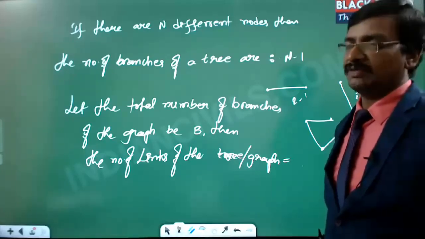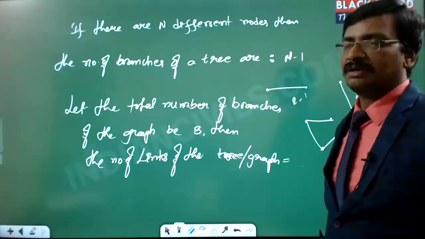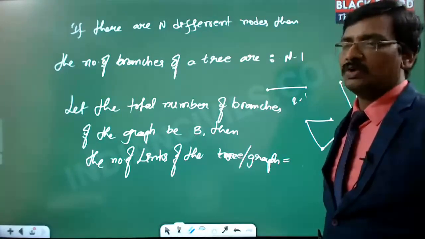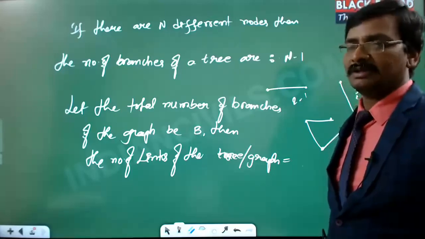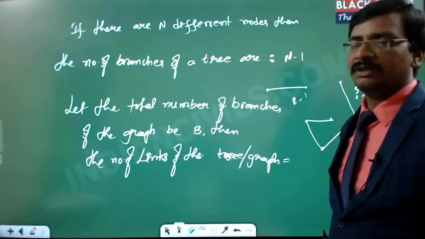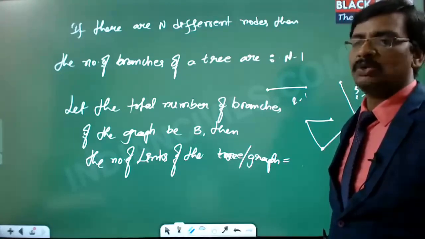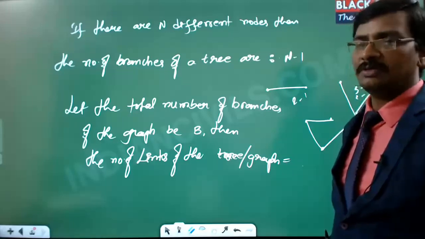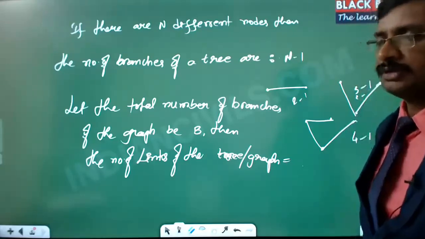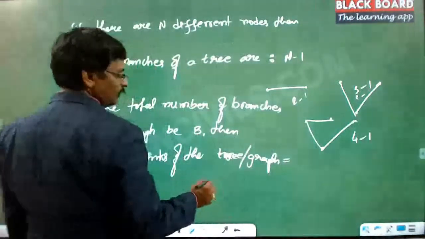Without knowing the network topology, you can conclude this information. If there are 5 branches and let us say 4 different nodes, then obviously 3 branches will be in the tree, and out of 5, 3 form the tree. Then the remaining 2 will be the number of links, right? Obviously, right? Got it or not? You can take any particular graph.